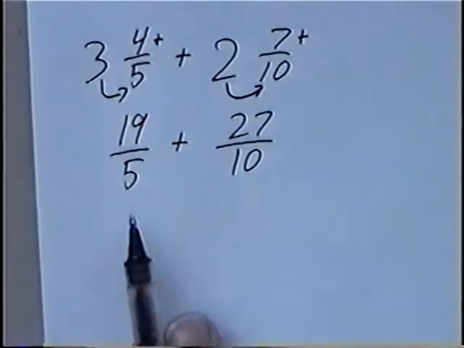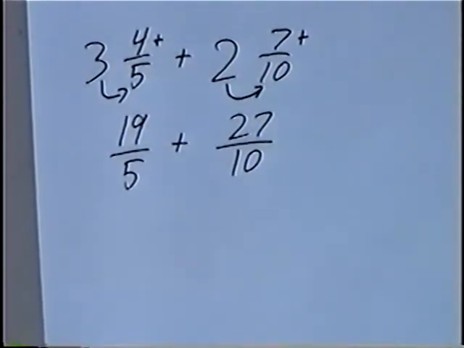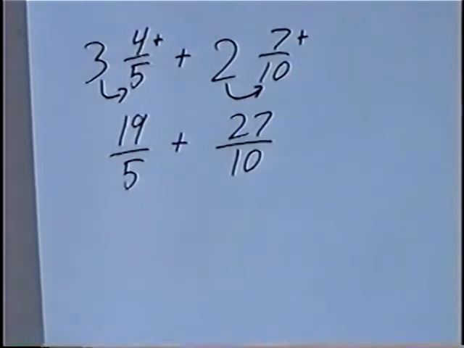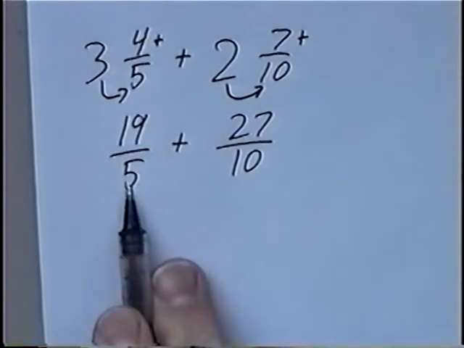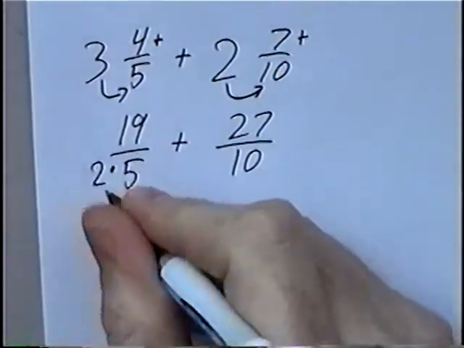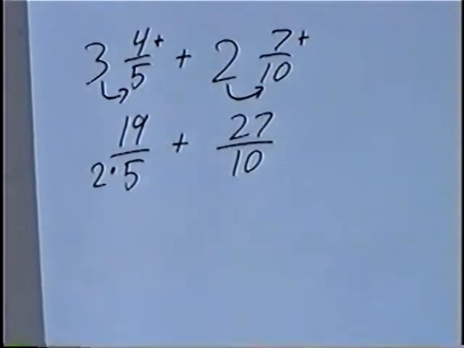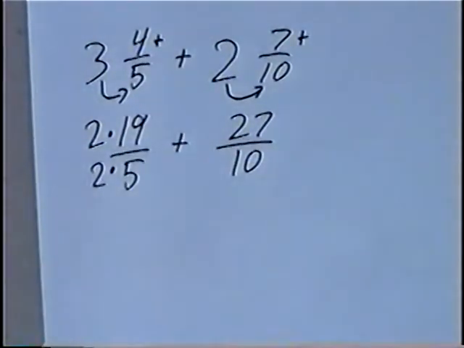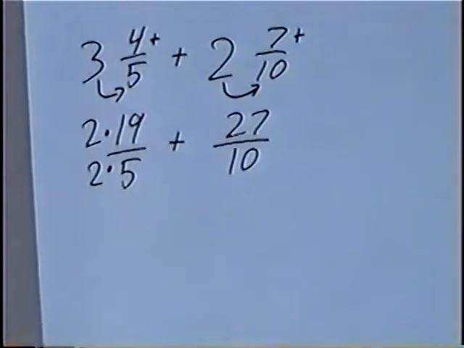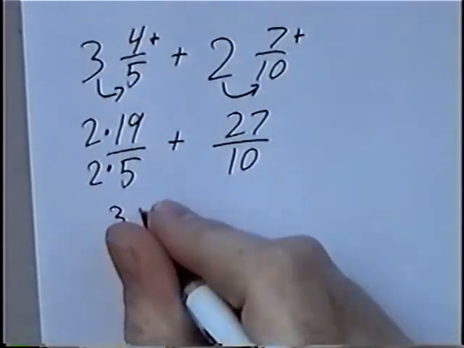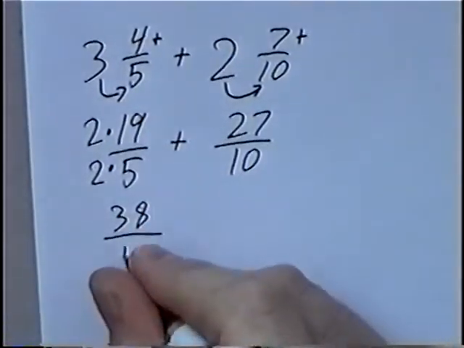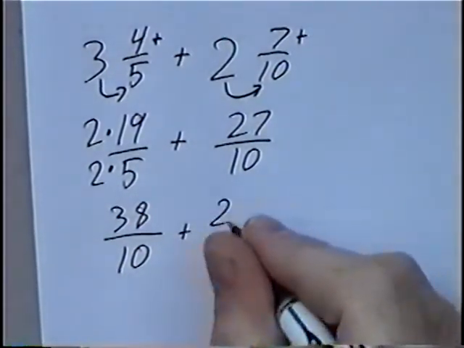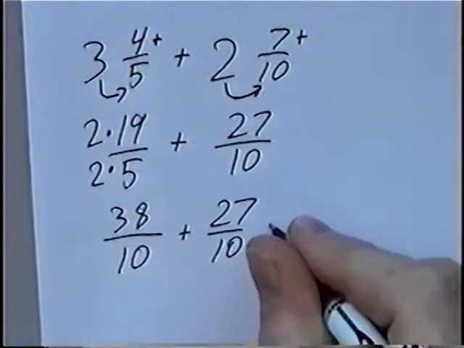Same steps as before, when we add fractions, we want the common denominator. The denominators are 5 and 10. To get a common denominator, we can just multiply the first number by 2, and that will give us a common denominator of 10. Keep in mind we'll multiply the numerator by 2 also. 2 times 19 would be 38, and 2 times 5 would be 10. The second fraction we'll keep the same, 27 over 10.